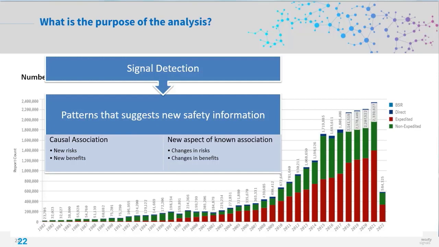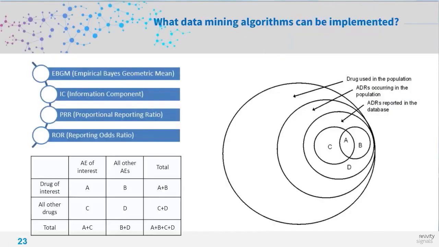Okay. So there are currently 4 major data mining algorithms being implemented to do the signal detection: EBGM, IC, PRR, and ROR. Each of the stats is actually a result of a different statistical algorithm, but all of the algorithms were designed to uncover the same type of information.